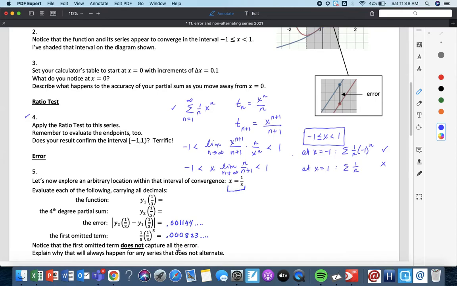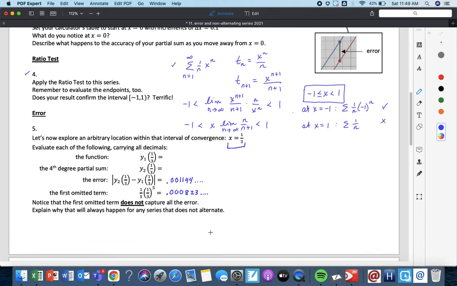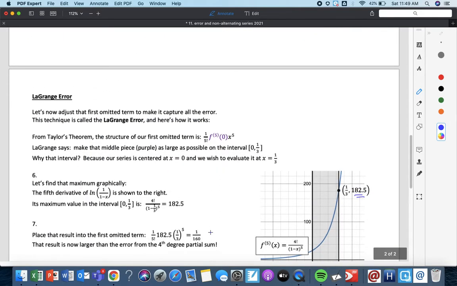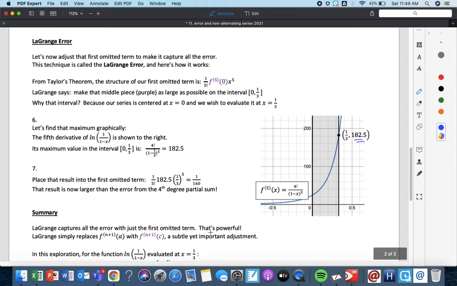So what we're going to do now is take that first omitted term and make it large enough to exceed the error. And here's how we do that. This is called the Lagrange error, and here's how it works. So here is the structure of our first omitted term. It's 1 over 5 factorial, the fifth derivative evaluated at 0 times x to the fifth. And that fifth derivative evaluated at 0 turns out to be 4 factorial. And 4 factorial over 5 factorial gives you 1/5 x to the fifth, that first omitted term.